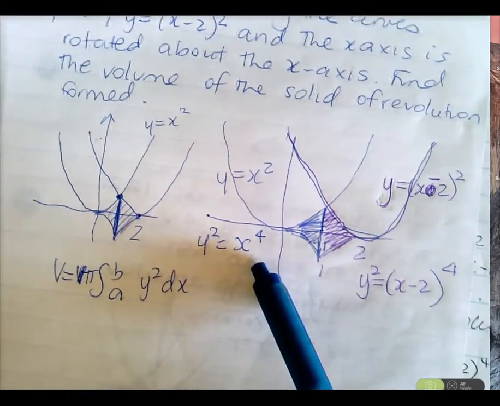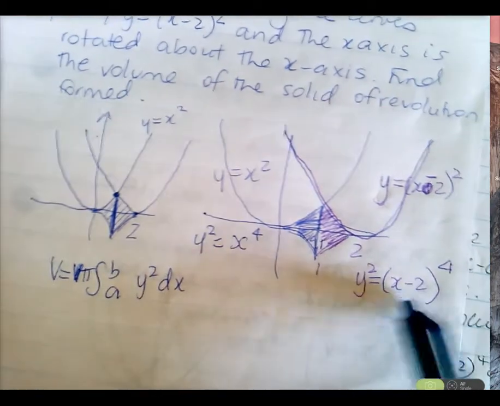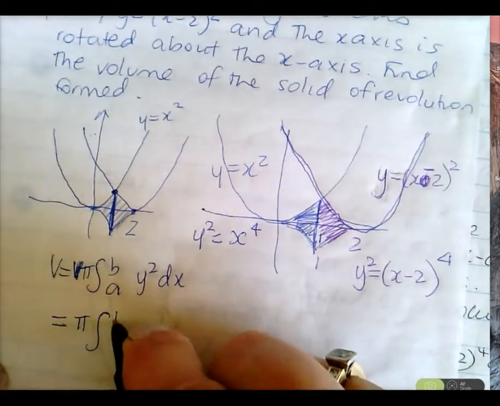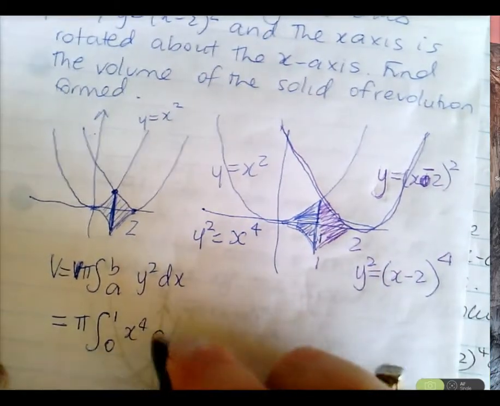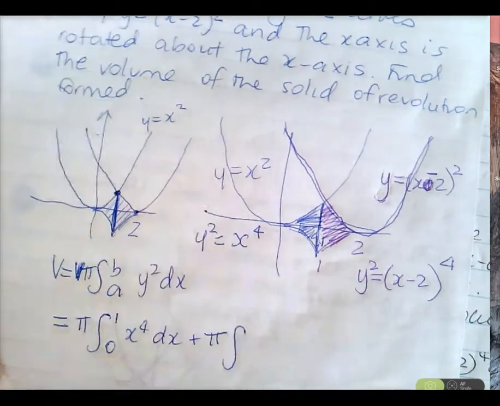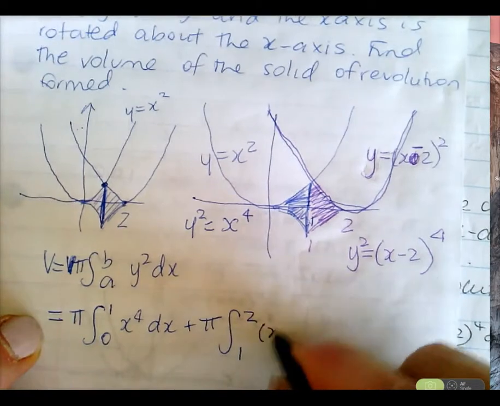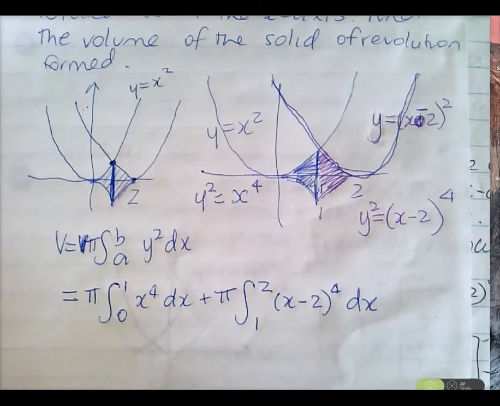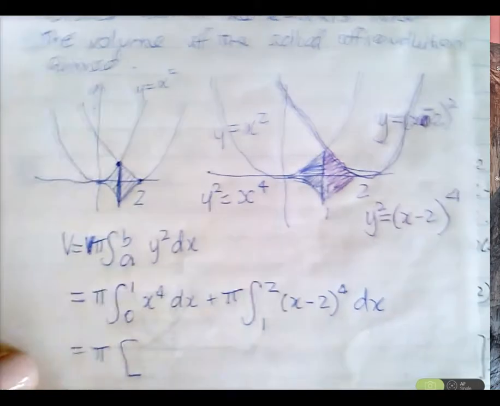The original curve on this side is y is x squared, so y squared is x to the 4. This one is y is x minus 2 squared, so y squared is x minus 2 to the power of 4. So the volume will be the combination of the blue, which is pi from 1 to 0 of x to the 4 dx, plus pi from 2 to 1 of x minus 2 to the power of 4 dx. So you're doing two volumes side by side for question 21. And we get pi. All good?